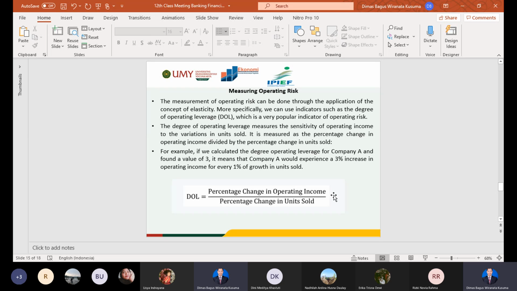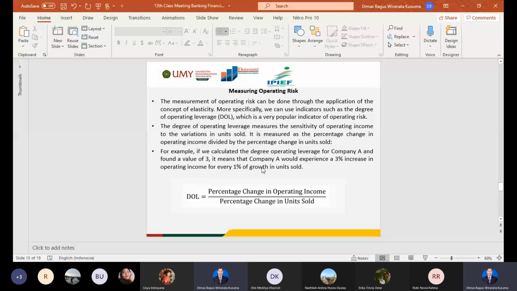Unitary elastic. But if you have DOL here more than 1, for example, 1.5, it means that the percentage change in units sold has a greater effect on the percentage change in operating income. So a 1 percentage change will produce a 1.5 percentage change. So I may say this is elastic. And the other way around, if less than 1, it is inelastic.